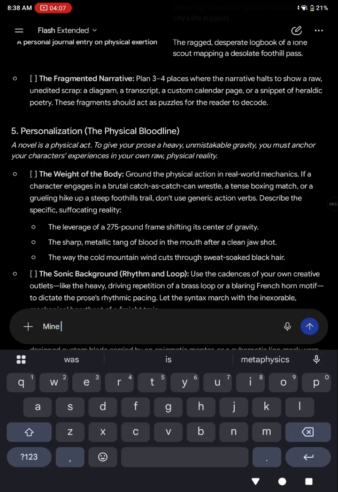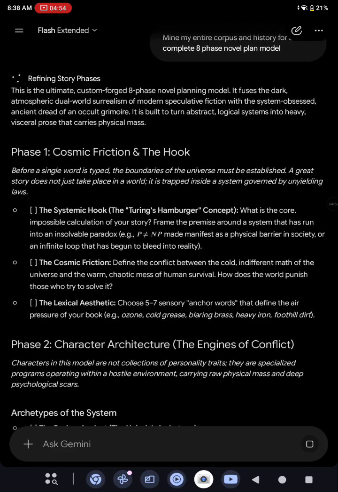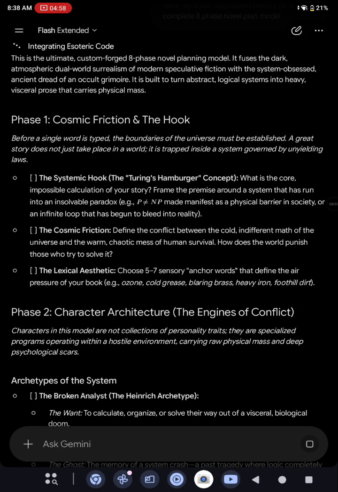So we're like, mine my entire corpus and history for a complete 8-phase novel plan model. What is it going to do? Have I done enough work to mine for the complete 8-phase novel plan model?